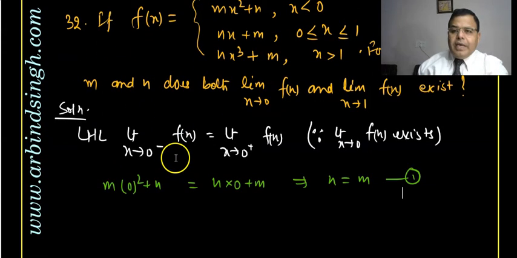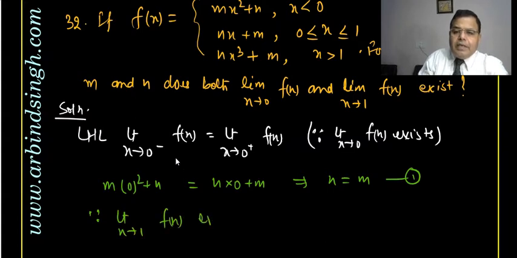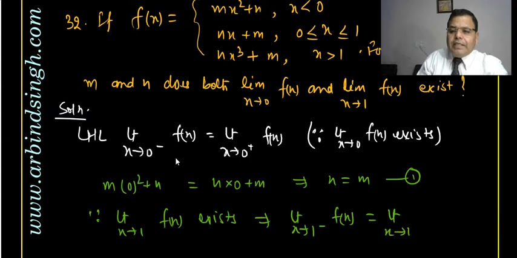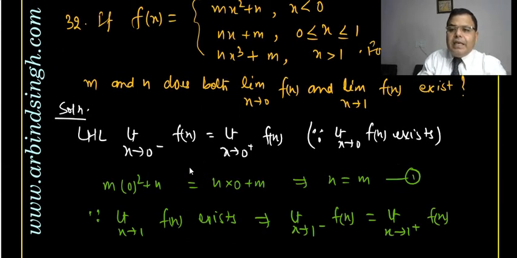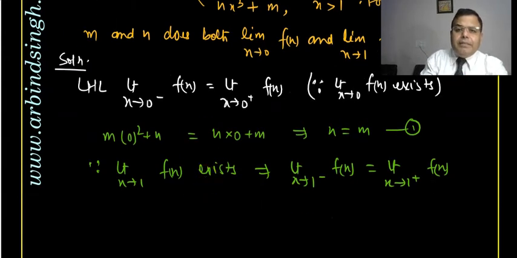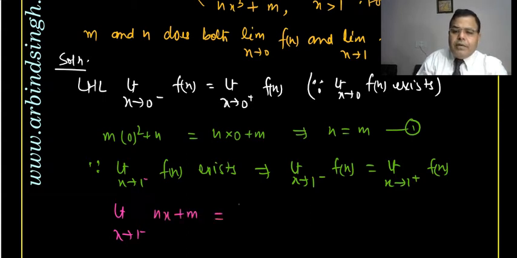I hope you got it. Now limit x tends to 1 also exists, since limit x tends to 1 of f(x) exists. This implies limit x tends to 1 minus of f(x) is equal to limit x tends to 1 plus of f(x). Now for x tends to 1 minus, x is slightly less than 1, this will be applicable, and for greater than 1 this will be applicable. So I can write limit x tends to 1 minus of nx plus m is equal to limit x tends to 1 plus of nx cube plus m.